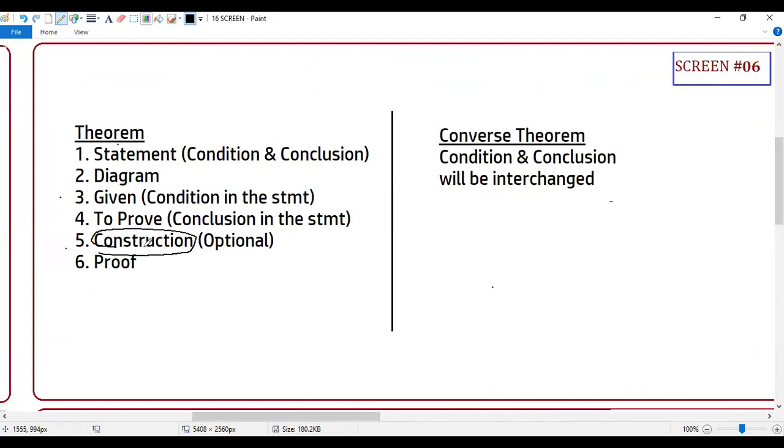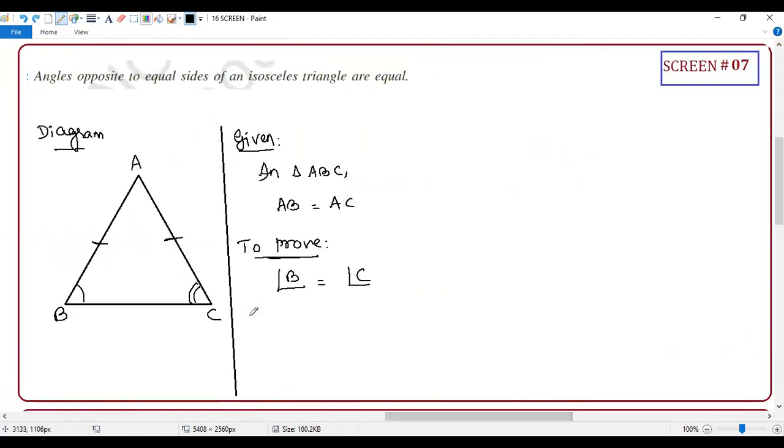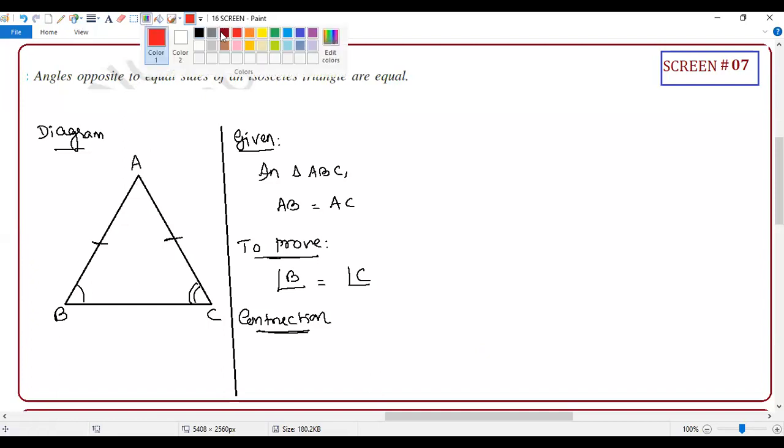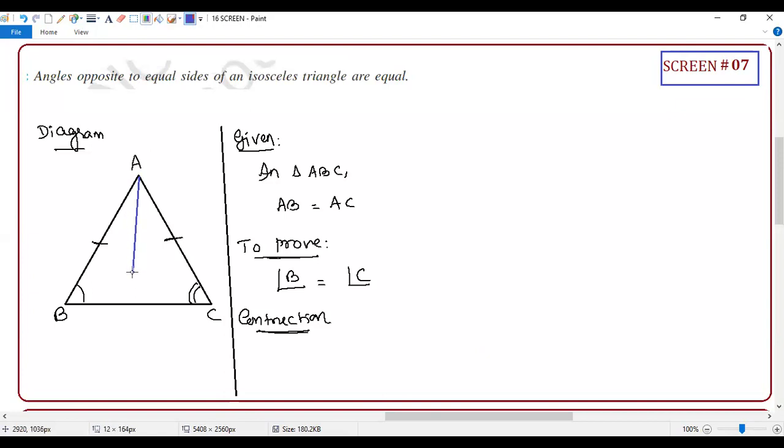And what is the next thing? Construction. Construction is optional. Sometimes it is not needed, sometimes it's needed. I am saying that yes, it's needed. Construction: I am going to draw an angle bisector. Are you clear what I am going to draw? Angle bisector. You understand now why I explained all the things already.